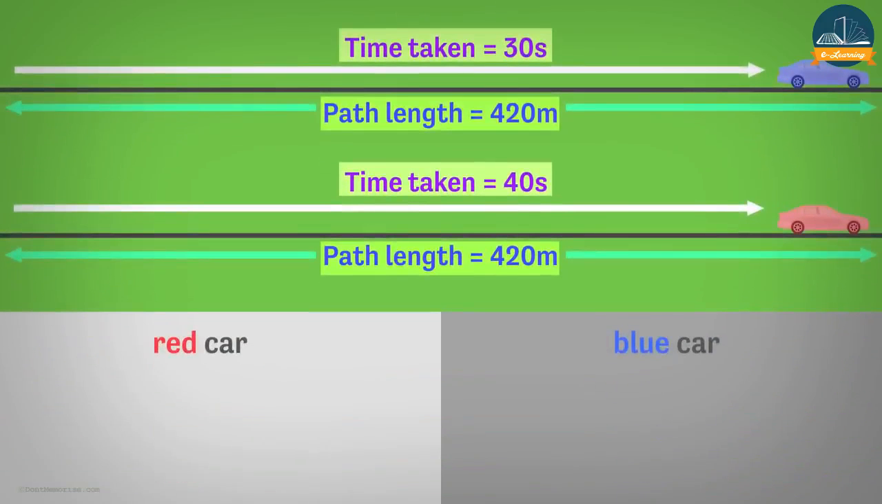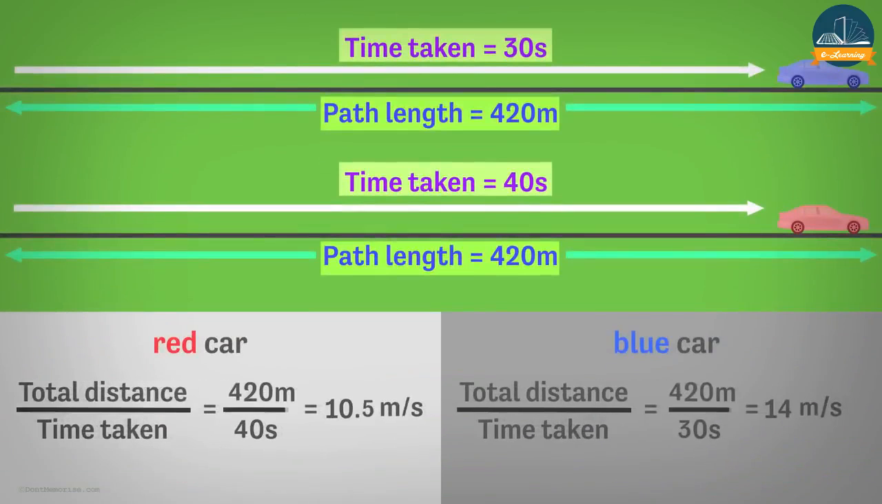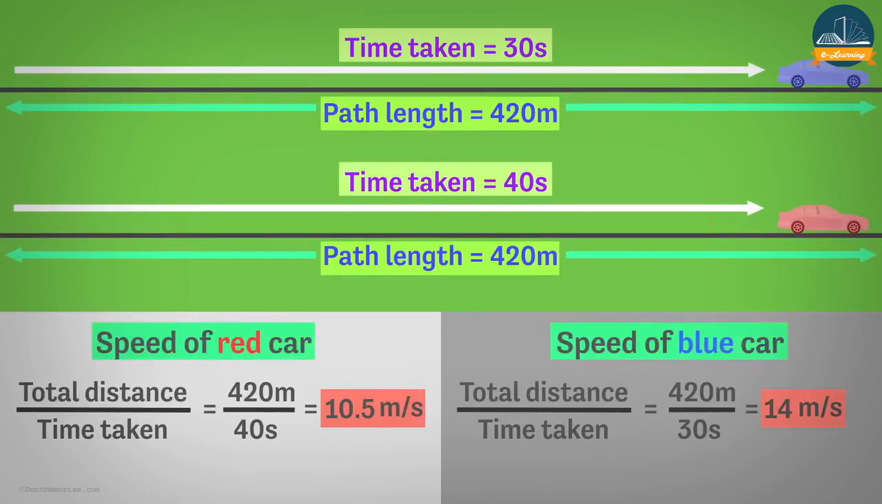Now, for each object, if we take the ratio of the total distance covered and the time required to cover that distance, we will get this. This ratio is called the speed of the object. Yes, speed is distance over time. Since this ratio is greater than this one, it means that the blue car travelled with greater speed.